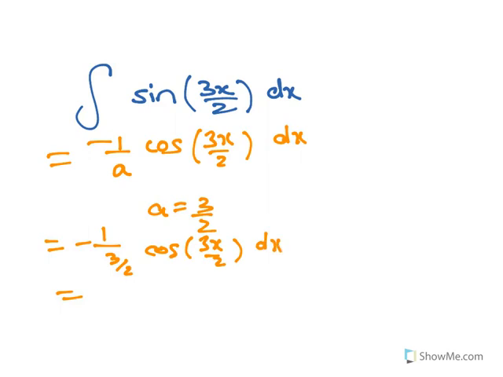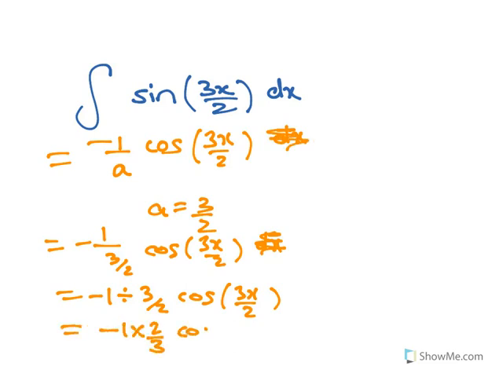Because when you divide by the a, you're dividing by 3 on 2, and that dx shouldn't be there. You end up flipping it, so it's minus 1 times 2 on 3, cos 3x on 2. But what should be there is your plus c, because once I've integrated it there is a plus c. So it ends up being 2 on 3.